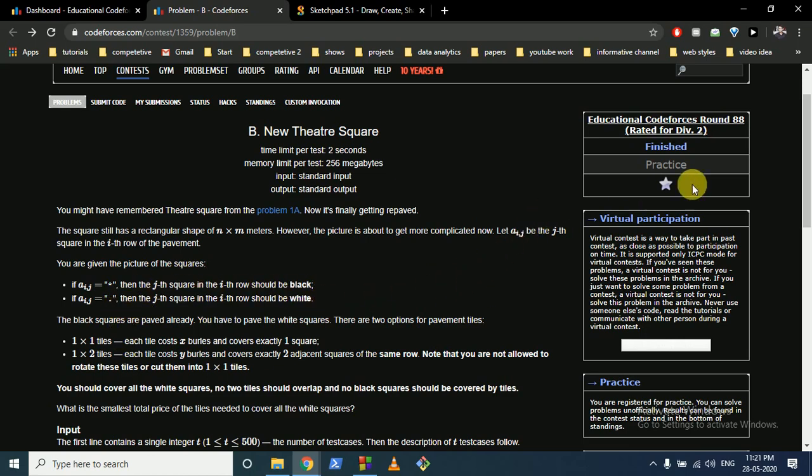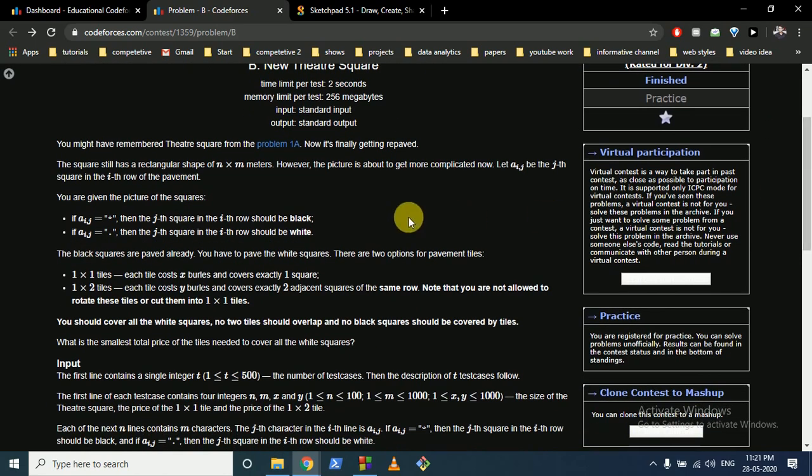So you want to fill out the white squares with tiles, and you have two options available, a 1x1 tile and a 1x2 tile. Each tile of 1x1 costs x burles, and it covers one square area, and the same for the 1x2, it costs y amount of money.